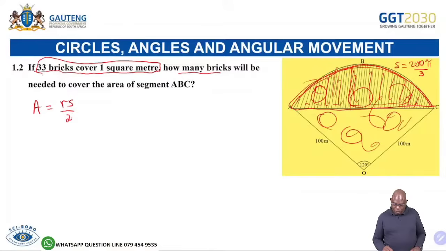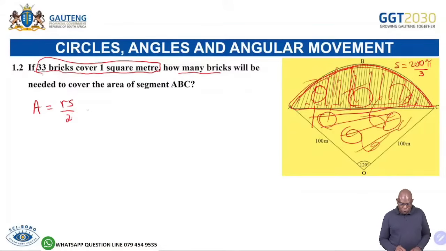But the problem is that I don't need this. I need to pave only the part there. So it is going to be the area of the whole minus the area of the triangle. And the area of the triangle in this case is going to be OA times OC sine of 120 degrees.